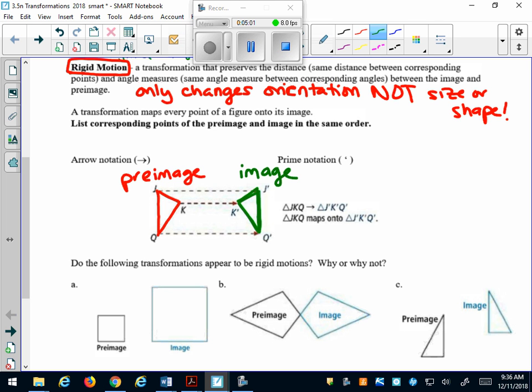So a couple of things here. This notation basically just says this triangle was transformed. That arrow is like it becomes this new triangle. Another way to read it is to say that triangle JKQ maps onto this new location.